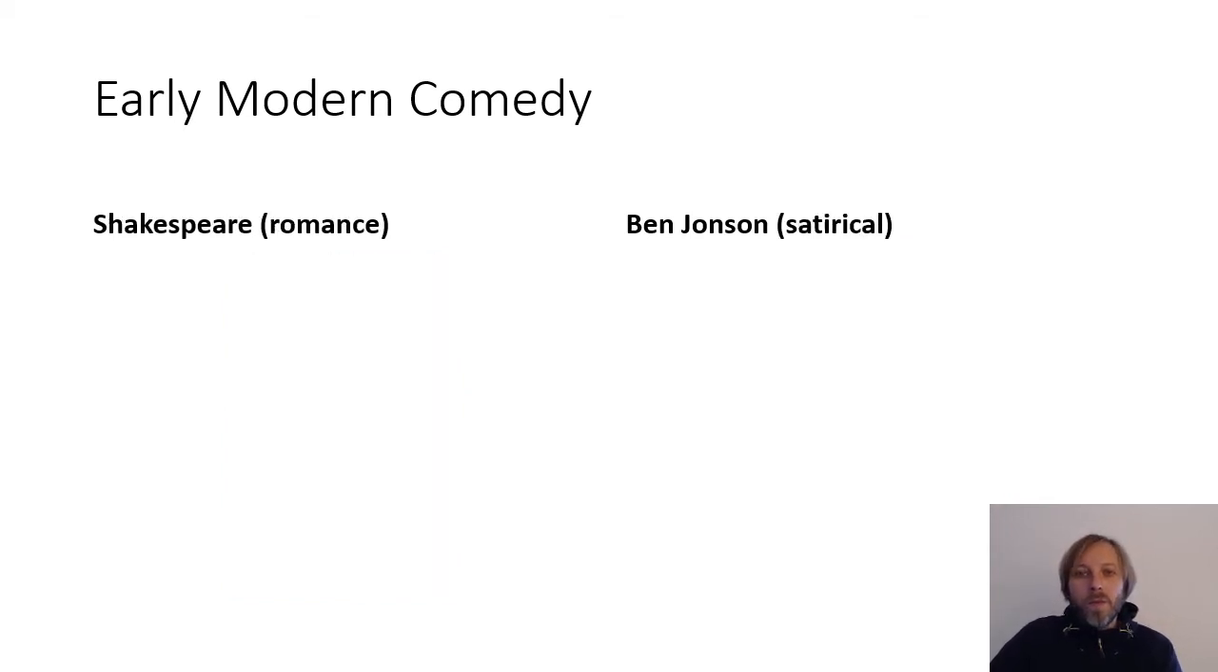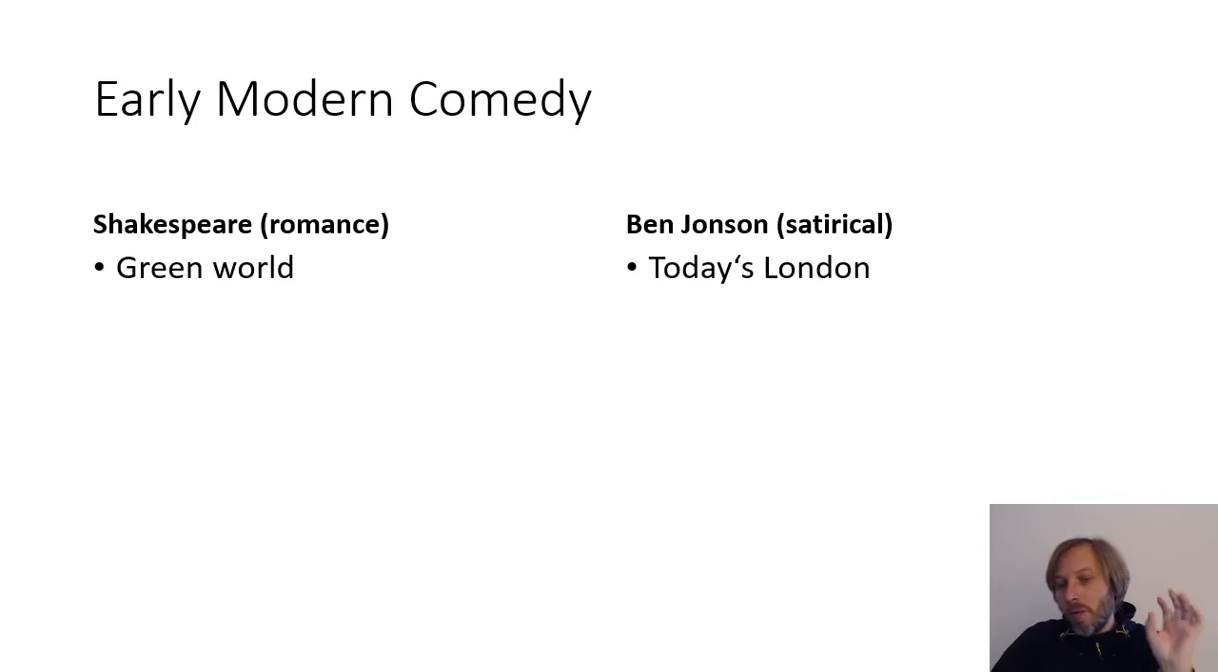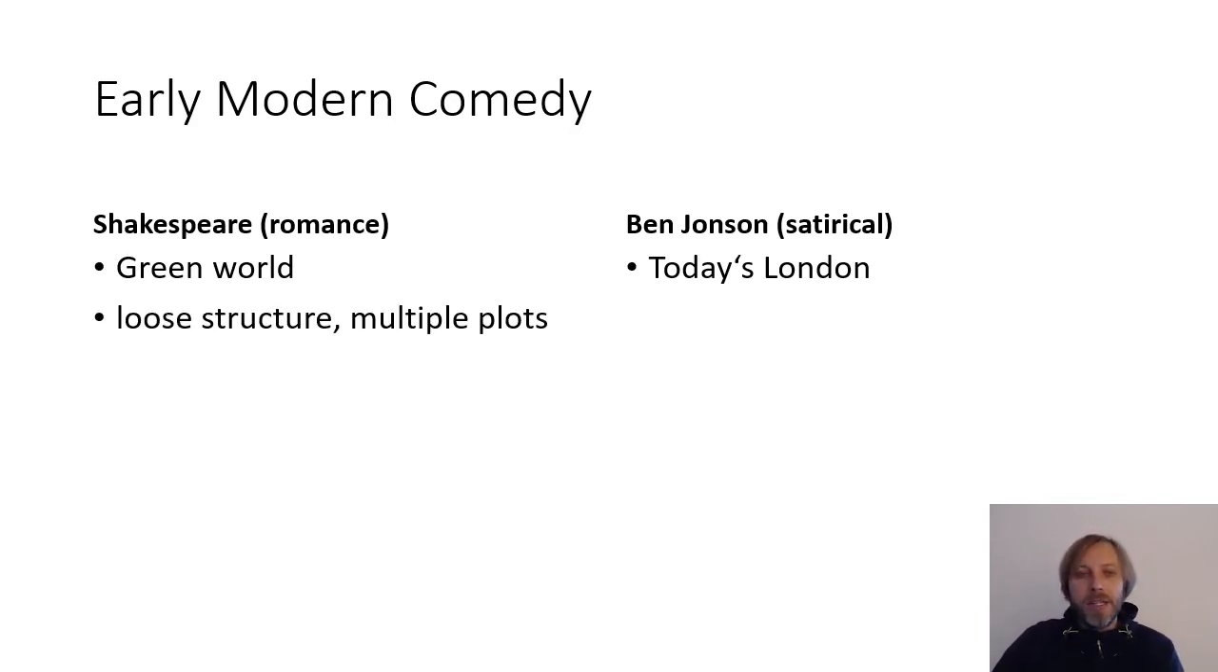And just to get an overview, we can compare these two different types once more. So the romance comedy is set in the green world, or often in the green world. Jonson's would, in contrast, be rather set in today's London. The romance form also brings with it a relatively loose structure, with loosely flowing plots, often multiple plots, multiple characters.